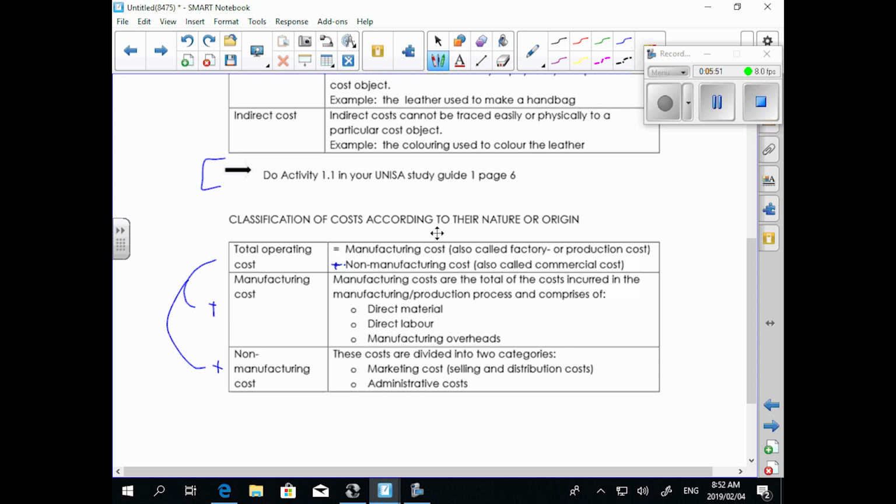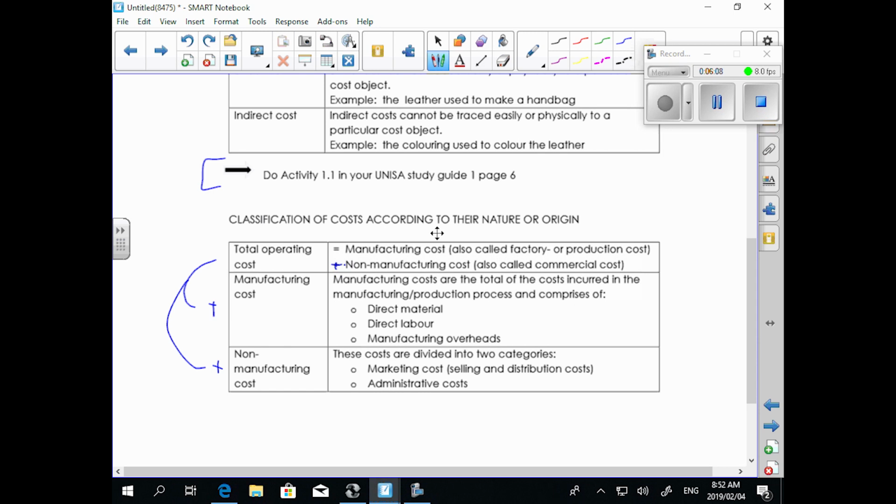Your non-manufacturing has two categories. Your marketing: how do I sell my handbags? I need to advertise, but is one advert direct? Is it manufacturing? So remember, guys, manufacturing is the process of actually making that bag, the labor that goes into it, the material, the time spent, not the sales part of it.